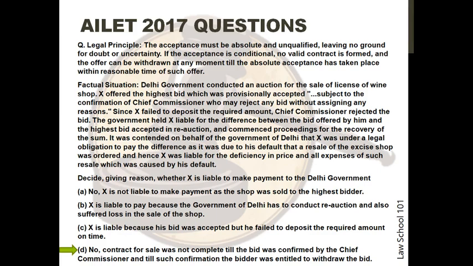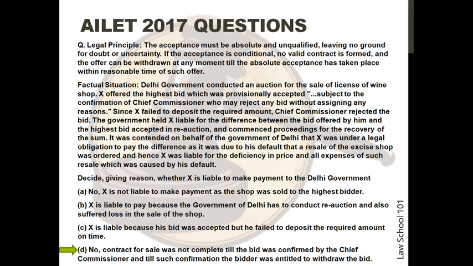Option A is no, X is not liable to make payment as the shop was sold to the highest bidder. Option B is X is liable to pay because the government of Delhi has to conduct re-auction and also suffered loss in the sale of the shop. Option C is X is liable because his bid was accepted but he failed to deposit the required amount on time. And option D is no, contract for sale was not complete till the bid was confirmed by the Chief Commissioner, and till such confirmation the bidder was entitled to withdraw the bid. The correct answer choice is D.